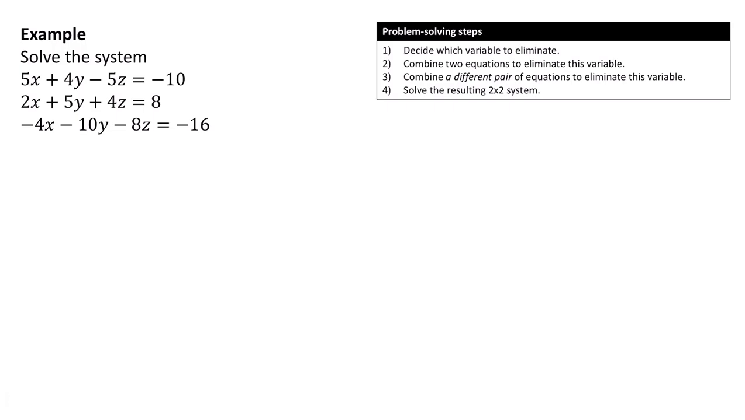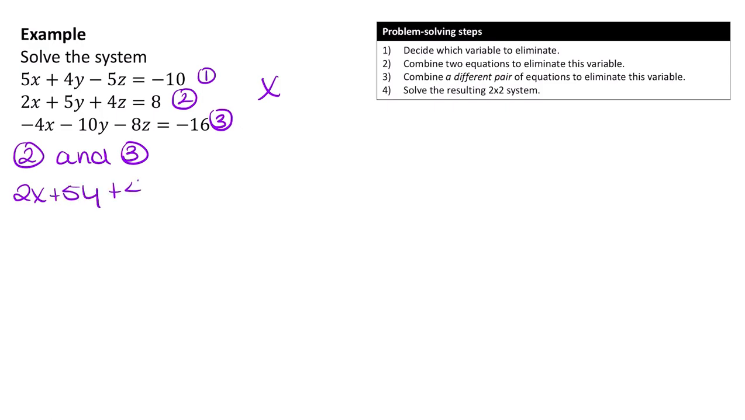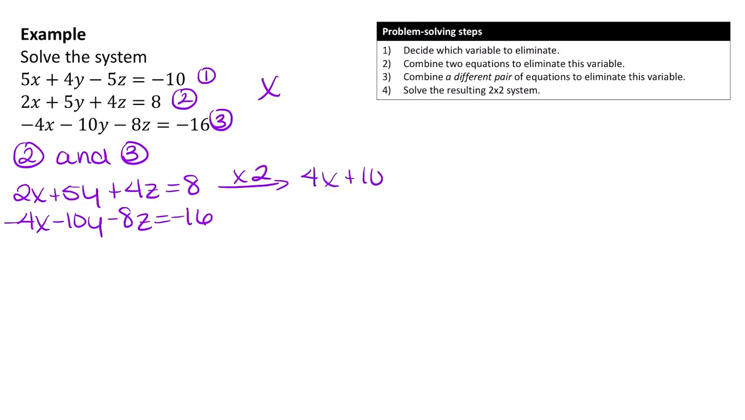Remember, the first step is to always look at your system and decide which variable to eliminate. I think that x looks like a good variable to eliminate, so I'm going to go ahead and number my equations. I'm going to start off by combining equation 2 and equation 3. Equation 2 is 2x plus 5y plus 4z equals 8, and equation 3 is negative 4x minus 10y minus 8z equals negative 16. Since I want to eliminate x, I'm going to multiply the top equation by 2, so that gives me 4x plus 10y plus 8z equals 16.